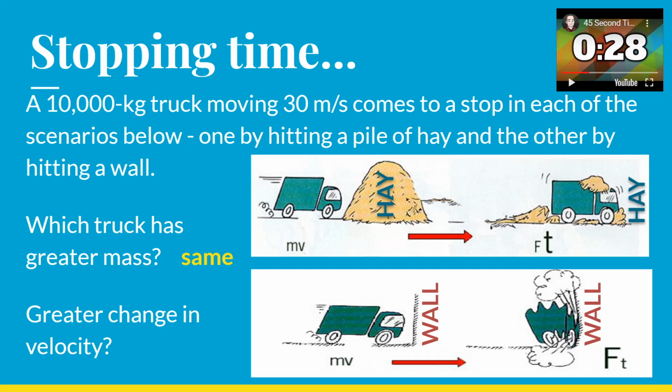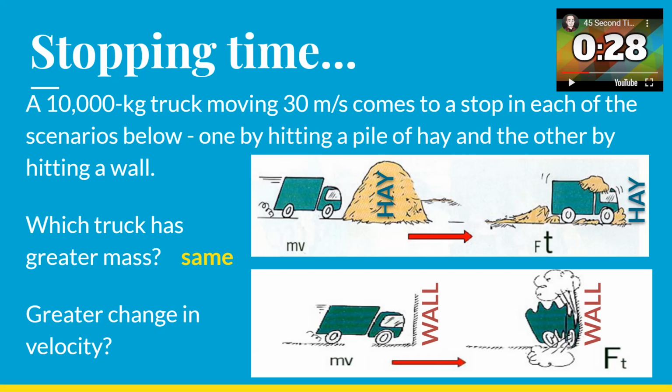Okay, I heard some of you saying the one that hits the wall. The one that hits the wall absolutely has a change in velocity faster. The rate of change in velocity is a greater rate of change. However, the question says that these trucks are both moving 30 meters per second initially, and at the end they have both come to a stop. And so both of them have a change in velocity of negative 30 meters per second.